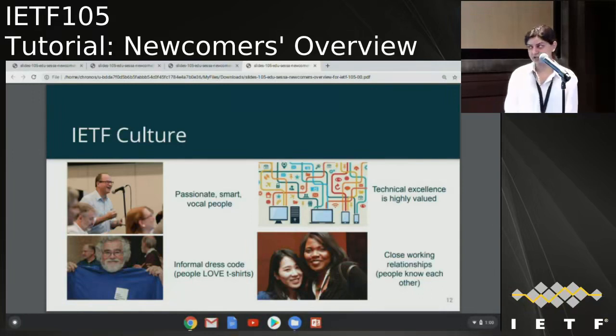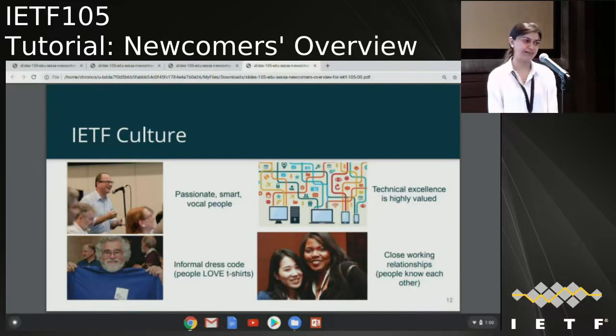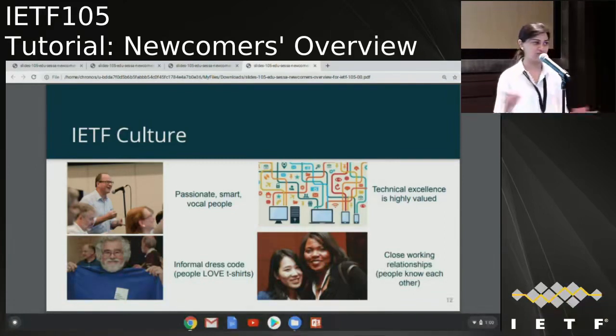Just like IETF culture, the dress code is also very informal. People mostly here like to wear t-shirts. Well, I'm in a little bit of formal attire here today. That's not how I am normally. But if that's your way, go for it. Whatever you want to wear, informals, formals, it's all acceptable here.